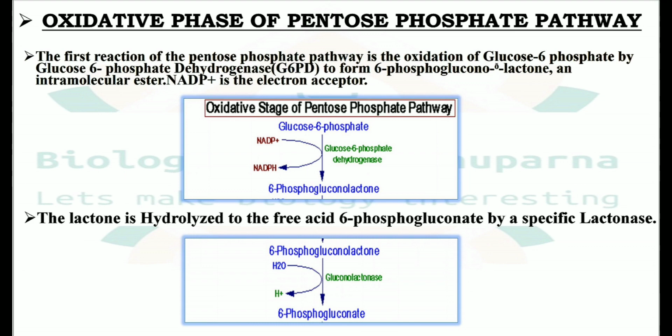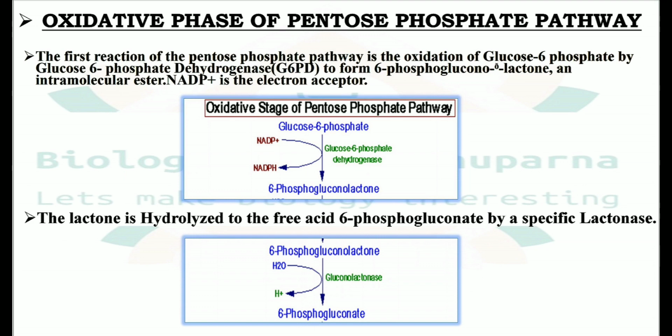In the first reaction of the pentose phosphate pathway, glucose 6-phosphate is oxidized by glucose 6-phosphate dehydrogenase, which is also known as G6PD, to form 6-phosphoglucono-delta-lactone, which is an intramolecular ester, and it also needs NADP plus as the electron acceptor. So you can look into the reaction: glucose 6-phosphate is being converted into 6-phosphoglucono-lactone with the help of the enzyme glucose 6-phosphate dehydrogenase, and one NADP plus is consumed, releasing NADPH.